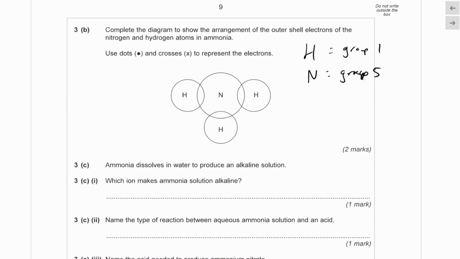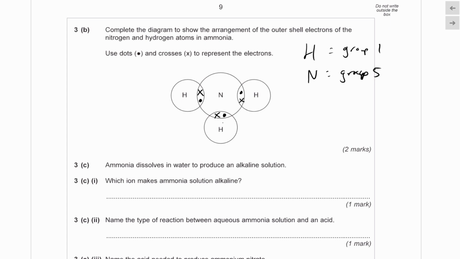All right, so we already know that there are 3 hydrogens and 1 nitrogen. Each hydrogen is going to be happy with 1 extra electron. So I'm going to draw the hydrogen electrons as crosses, like so. And they need to share 1 with the nitrogen to become happy. So nitrogen I'm going to draw with dots. All the hydrogens there are completely happy. They all have 2 electrons in their outer shell now.